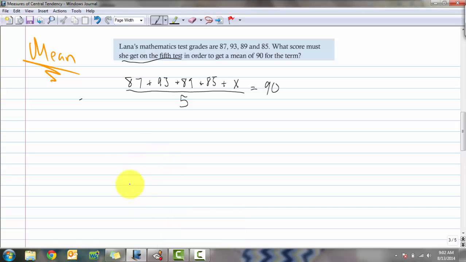If we didn't, okay, let's go through this. So if we combine like terms on the top, we get 354. We multiply by 5 on both sides. Now we have 354 plus x equals 450. We subtract 354 from both sides. X, that is the score on the fifth test, is 96. So Lana must earn a 96 on her final exam so that she gets an average score, a mean of 90 for the term.